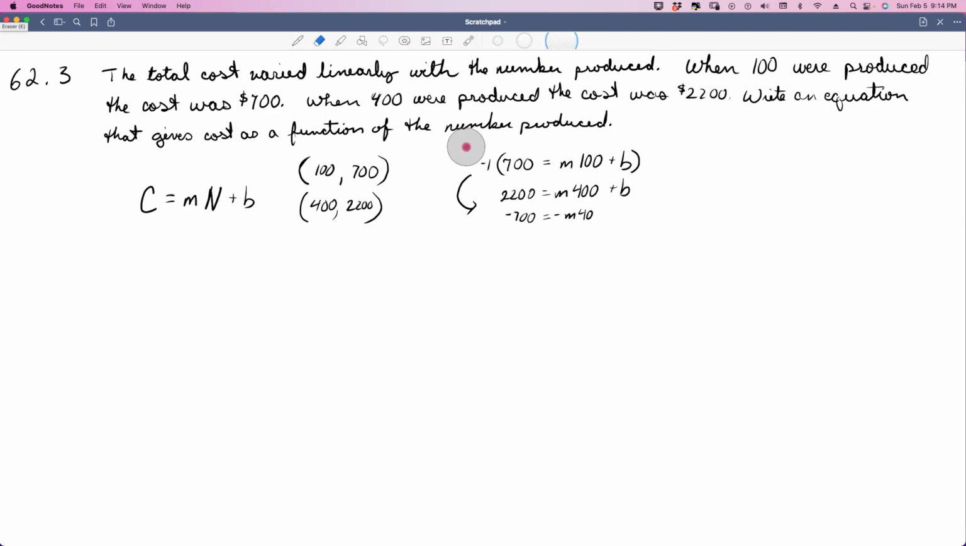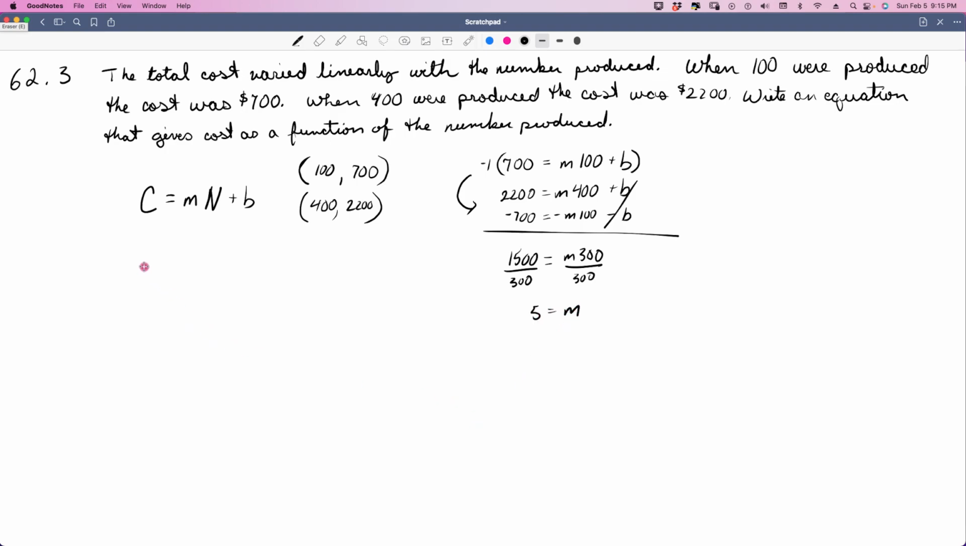I'm sorry, looking at the wrong one. So a negative M100 minus B. So this is going to allow me to cancel my B's. And then I'm going to have M300. And then this is going to be, what's 22 minus 7? That's going to be 1,500. So if I divide both sides by 300, then 5 is the value of M.